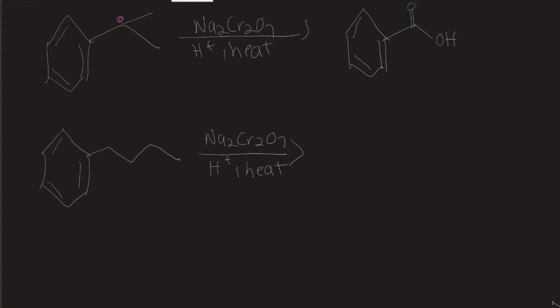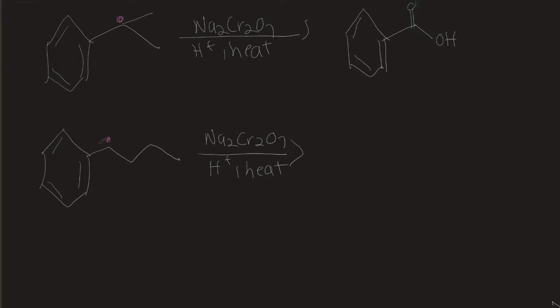So our next example is going to be butylbenzene, and we're going to react this with sodium dichromate again, some acid, and some heat. And you don't have to use sodium dichromate. You can also use potassium permanganate with some base and some heat to oxidize the alkyl side chain to a carboxylic acid. So we're going to do the same thing. We're going to find our benzylic carbon, which is right here.